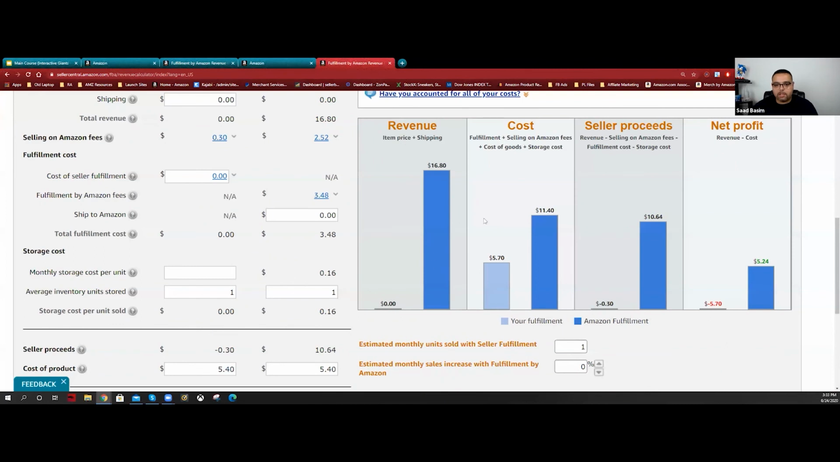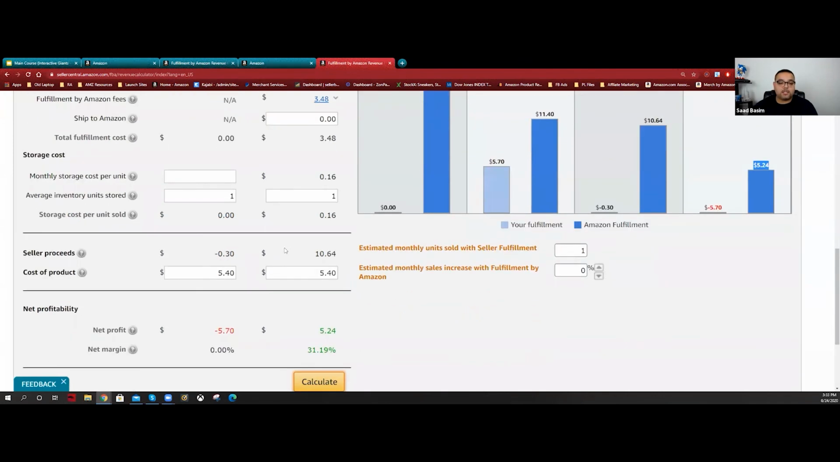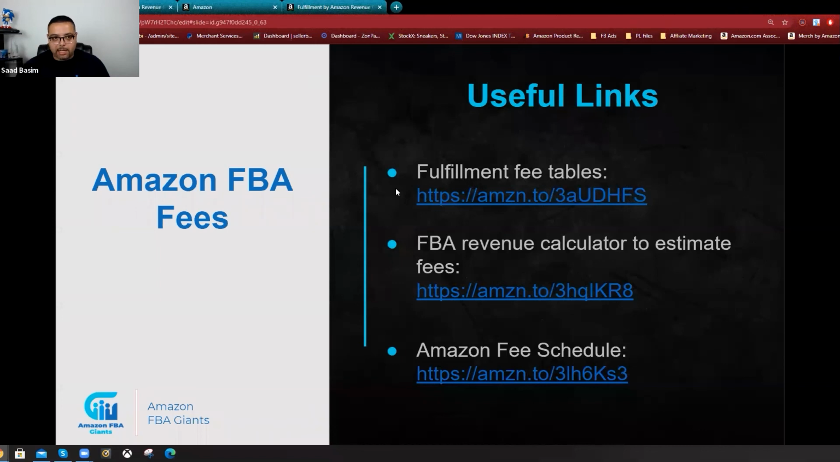How much is revenue, how much Amazon fees, and after Amazon fees and everything, how much you're making, the seller proceeds, and then that's the net profit, which is what you get in your pocket. After the cost of product, after shipping, after everything, Amazon fees, referral fees, pick and pack fees, you'll get $5.24. And that's it. This is how you calculate your own Amazon fees and referral fees, just to be aware of them.